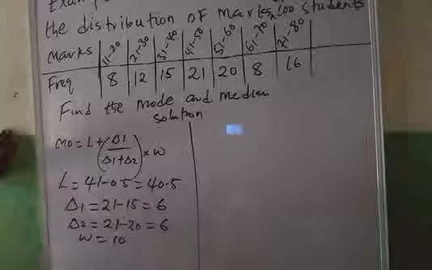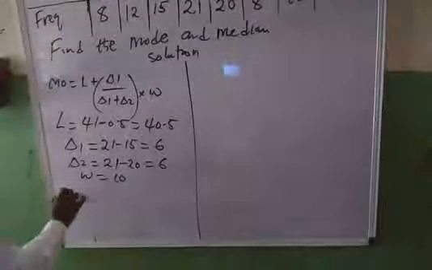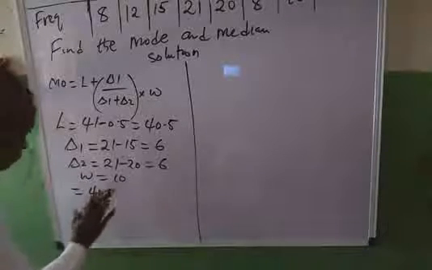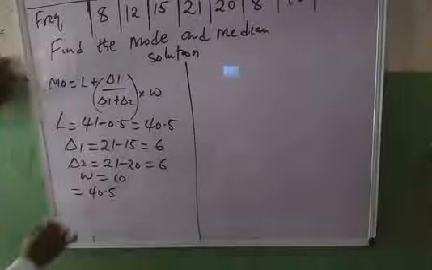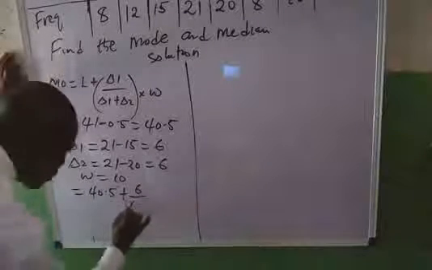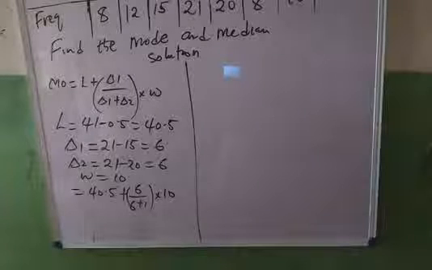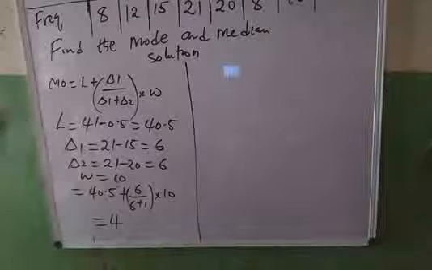So if I put everything into the formula, I have my mode will be equal to L1, which is 40.5, plus delta 1, which is 6, over 6 plus 1, times 10. And if you solve that very well, your final answer there is going to be 6 divided by 7. 6 plus 1 is 7. 6 divided by 7 is about 0.86, times 10 will give you 8.6.